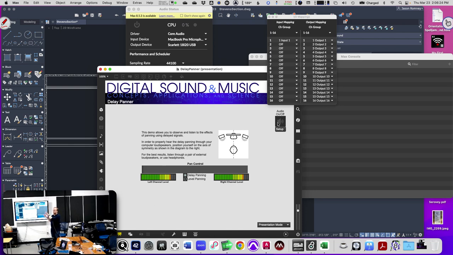Okay? So that's what was happening. So when I delayed the one on the right, you were hearing it twice, and you were hearing it 10 milliseconds different, okay? So the one on the left was hitting you 10 milliseconds before the one on the right, and you were generally feeling like that sound was coming from the left, okay?